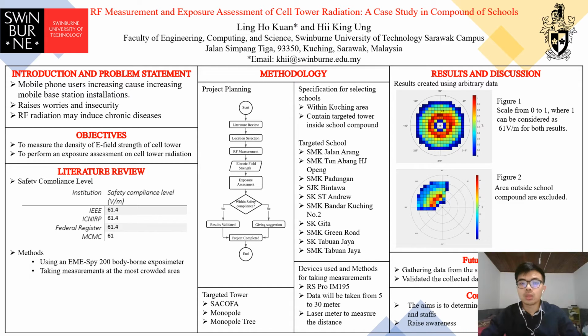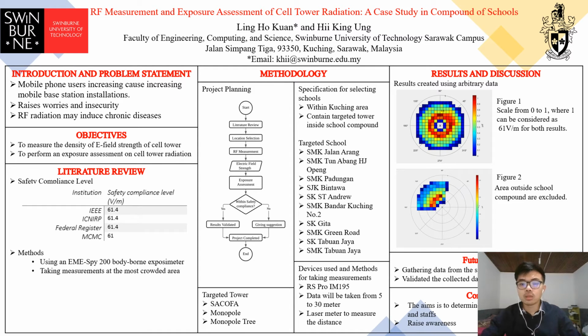So moving on to the specification for selecting schools. There are 2 main components to be considered, which are the school must be located in Kuching and there must be a tower located inside the school compound. From the consideration, 10 schools were selected, which are SMK Jalan Arang, SMK Tung Abang Haji Openg, SMK Padongang, SJK Pintawa, SK St. Andrew, SMK Bandar Kuching Number 2, SK Jita, SMK Green Road, SK Tabuan Jaya, SMK Tabuan Jaya.